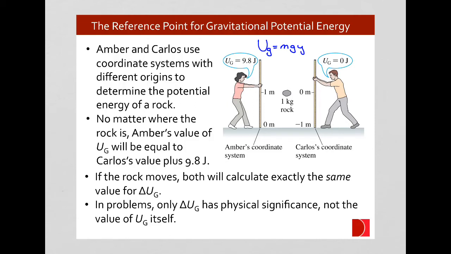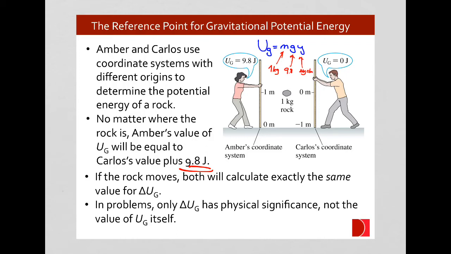No matter where the object actually is, up or down, its height as measured by Amber will always be the height that's measured by Carlos, plus an extra 9.8 joules. That extra 9.8 joules is coming from the fact that you have a mass of 1 kilogram, and gravity is 9.8 meters per second squared, and there's a height difference between the two of 1 meter.